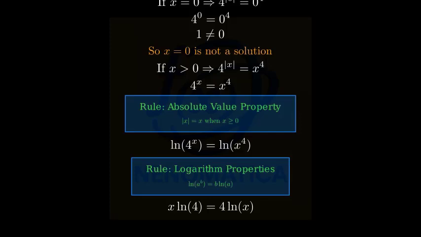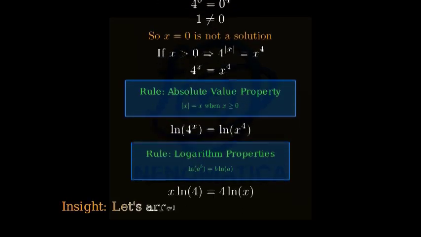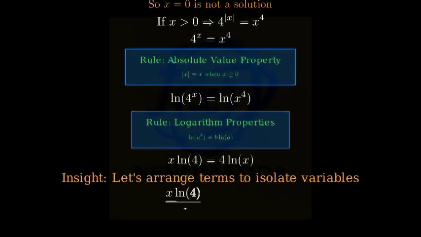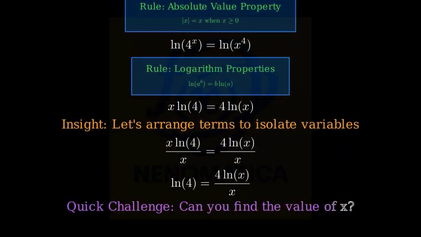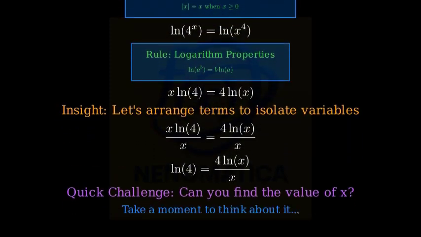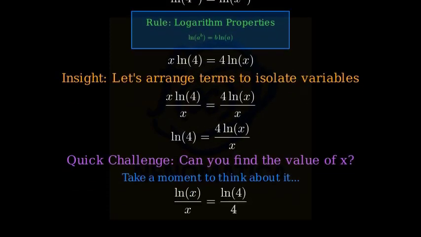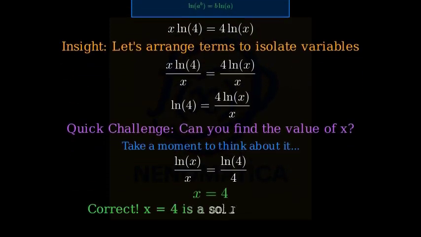Using the logarithm property, we get x times the natural log of 4 equals 4 times the natural log of x. Now, let's rearrange the terms to solve for x. We'll divide both sides by x, which gives us the natural log of 4 equals 4 times the natural log of x divided by x. Let's further simplify this to the natural log of 4 equals the natural log of 4. This implies that x equals 4.